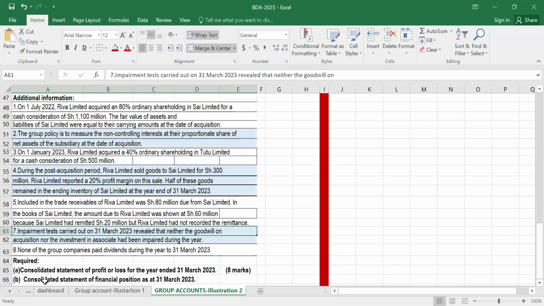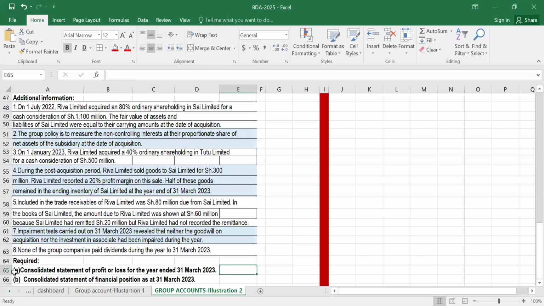So what are we required to do? Part A, we are required to prepare the consolidated statement of profit or loss for the year which ended 31st of March 2023. Then from there, we are required to prepare the consolidated statement of financial position.